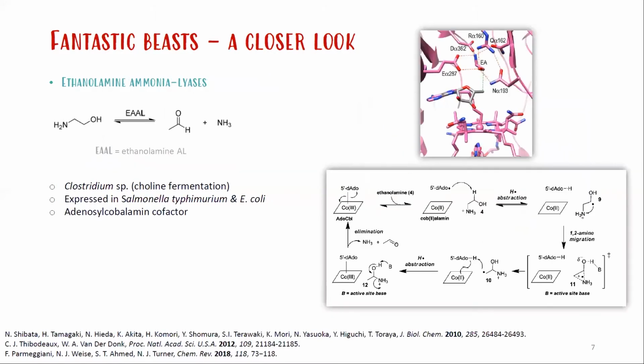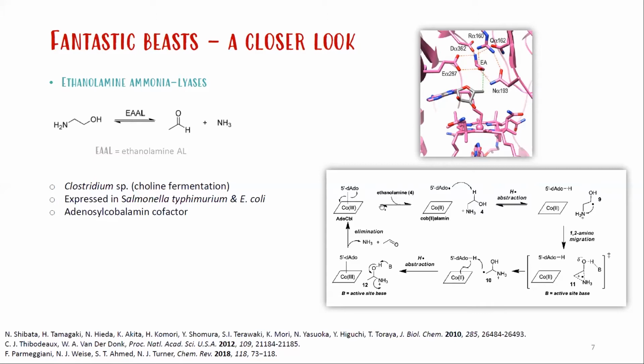Moving on to the next class, which is again now completely something different, mechanistically again. So yeah, ethanolamine ammonia lyases. So they eliminate the amino group and form aldehydes. Now, as we can see here in their active site, they have an adenosyl cobalamin cofactor. So this cofactor is often present in enzymes that mediate radical reactions. And this is also the case in here.